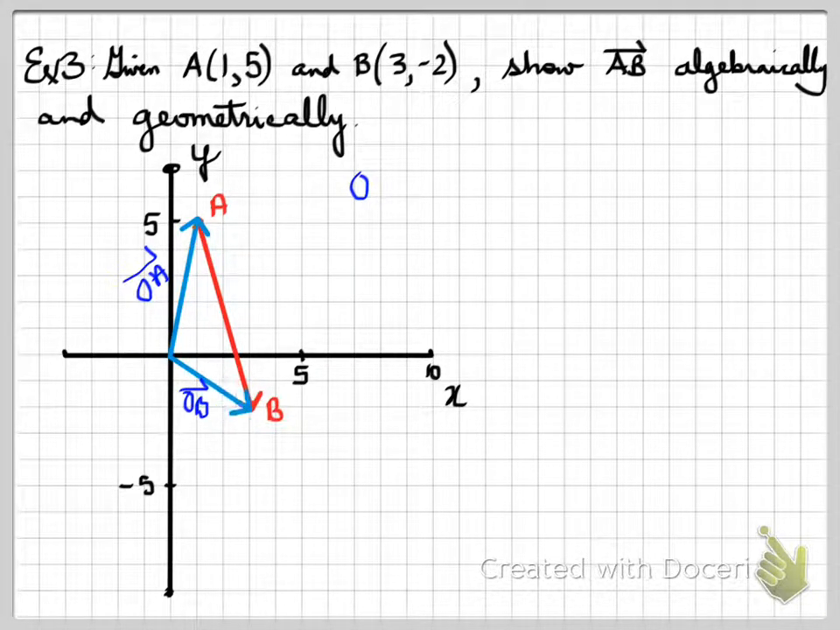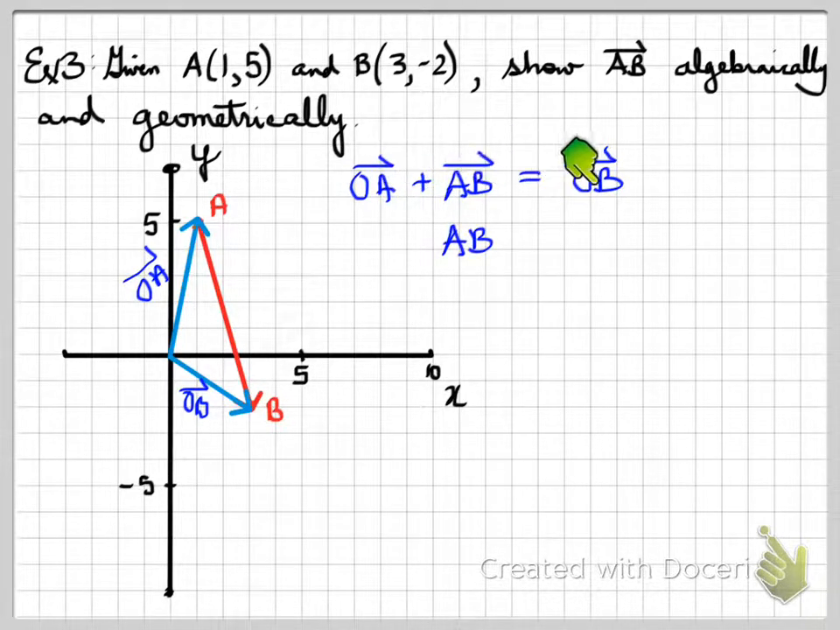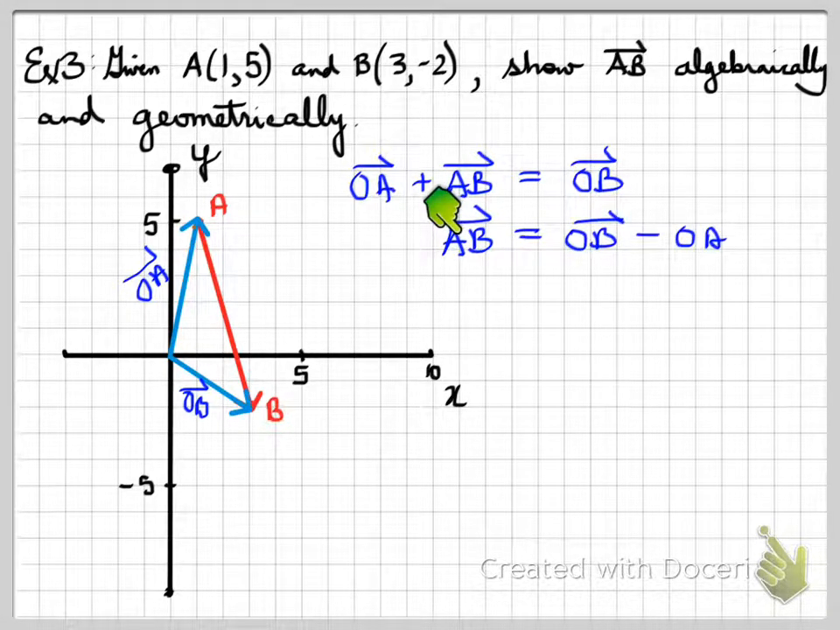So algebraically, OB was created by OA plus AB is equal to OB. That means that AB was actually created by OB minus OA. Hopefully everybody understands where that came from. Again, OA plus AB will equal OB. And that's what I did here. What I want to create is how is AB created? Well, AB was created by OB minus OA to give you AB.